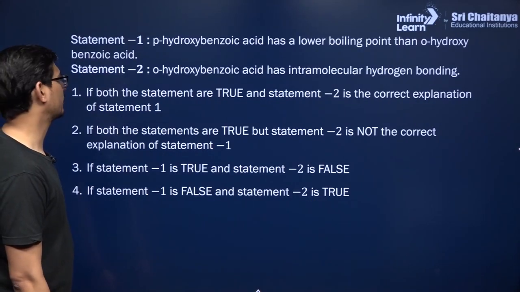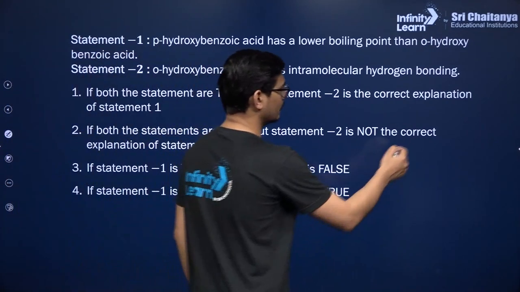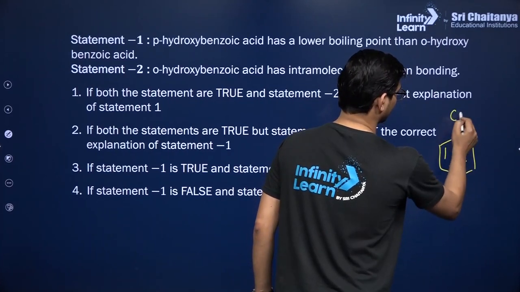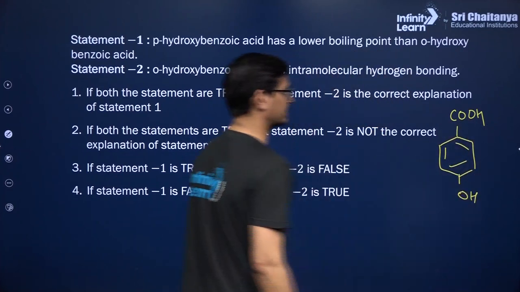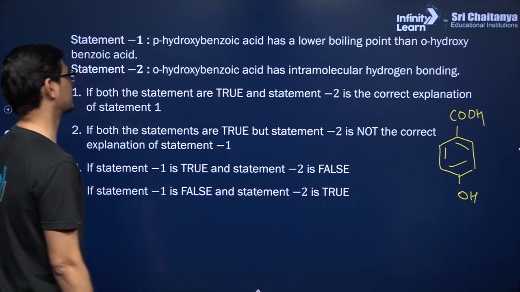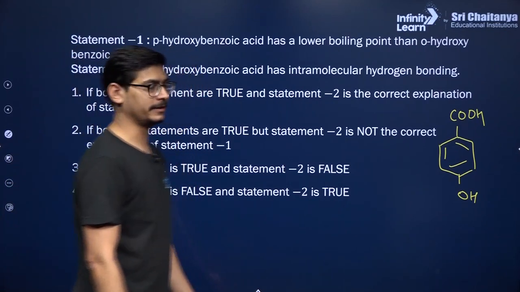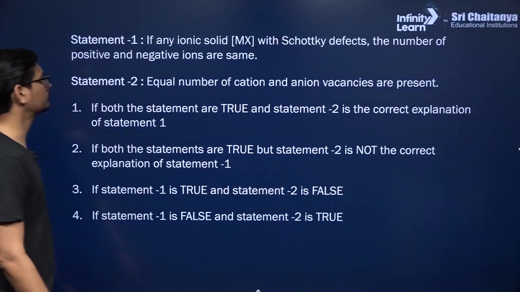Parahydroxybenzoic acid has lower boiling point than orthohydroxy. No, it has intermolecular hydrogen bonding. So whenever there is intermolecular hydrogen bonding, right, the intermolecular forces are strong, so it has higher boiling point. This is incorrect. Orthohydroxybenzoic acid has intramolecular hydrogen bonding. Yes, that is correct. So statement 1 is false, statement 2 is true.